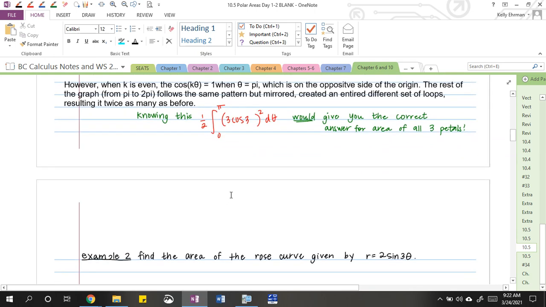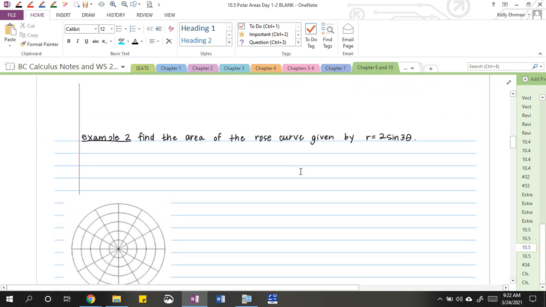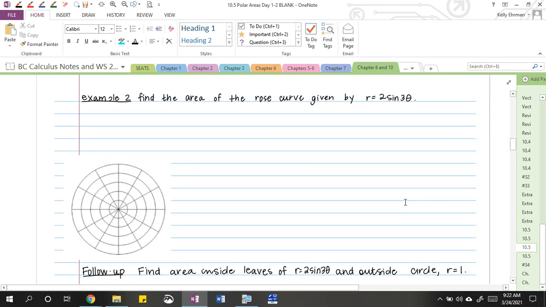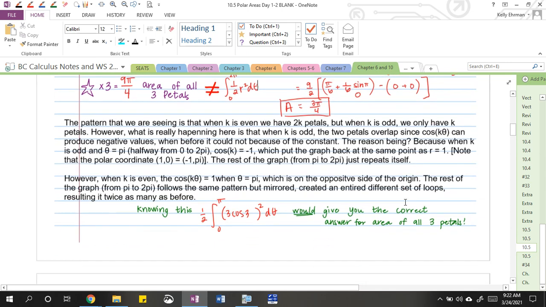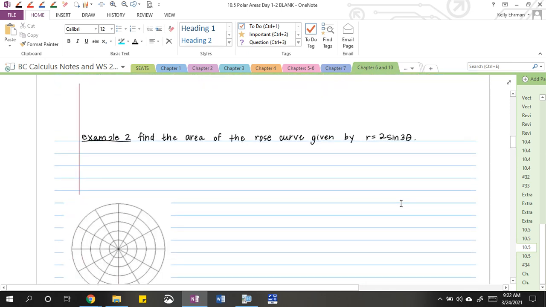You just have to know the limits of integration. All right. Find the area of the rose curve given by 2 sine of 3 theta. So again, if you follow those rules up there, this is going to have 3 petals, but we can also just graph it.